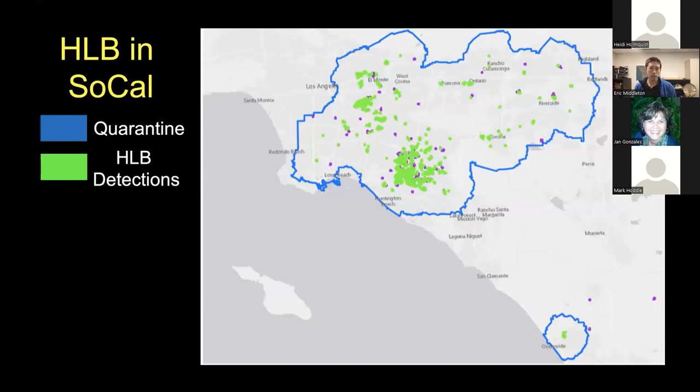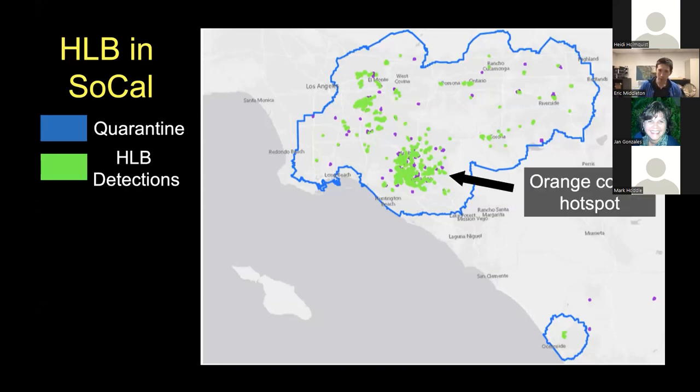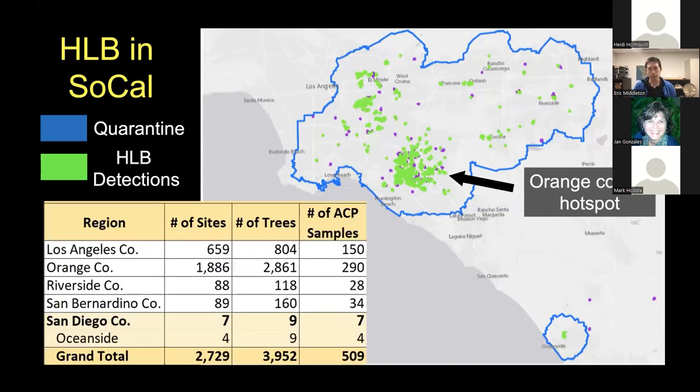And then the areas in green, little green dots, are specific places where HLB itself has been detected. So you can see this is around Los Angeles, Orange County, a bit over to Riverside, and then down towards the bottom, there's a quarantine section around Oceanside, which is in northern San Diego County. So there's that big Orange County hotspot where a lot of the different trees that have been infected with HLB have been found. And this table also demonstrates that pretty well.